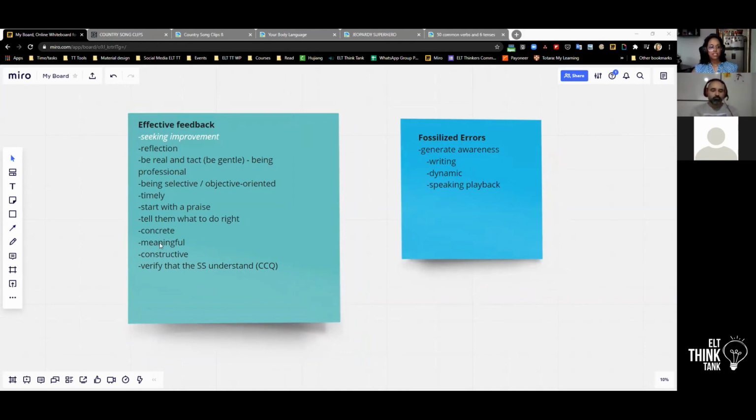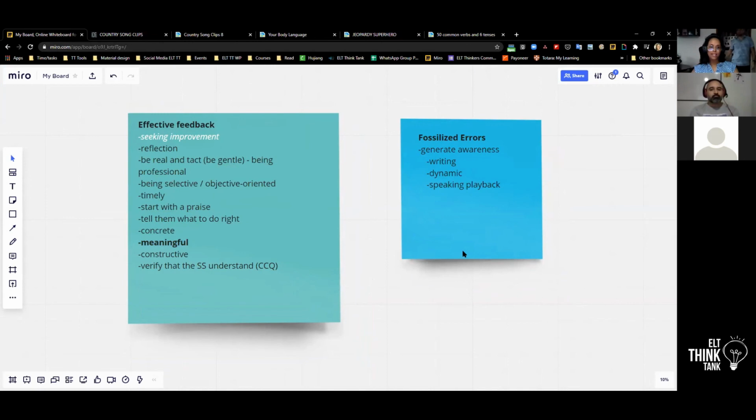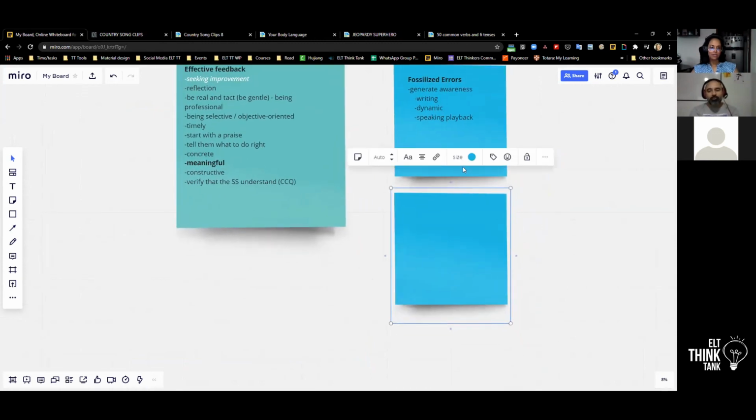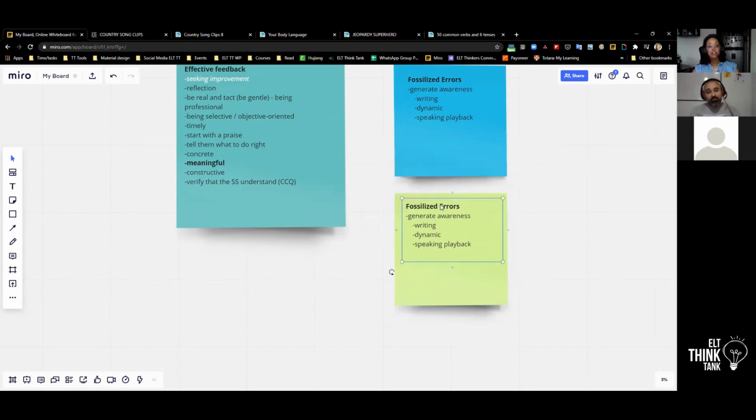Now, you guys mentioned the key word here, which was meaningful. Now, when we talk about meaningful, what makes it meaningful? That's my next question. So, what do you guys think? What makes feedback meaningful? Maybe it's a relevance to the person. Okay, exactly.